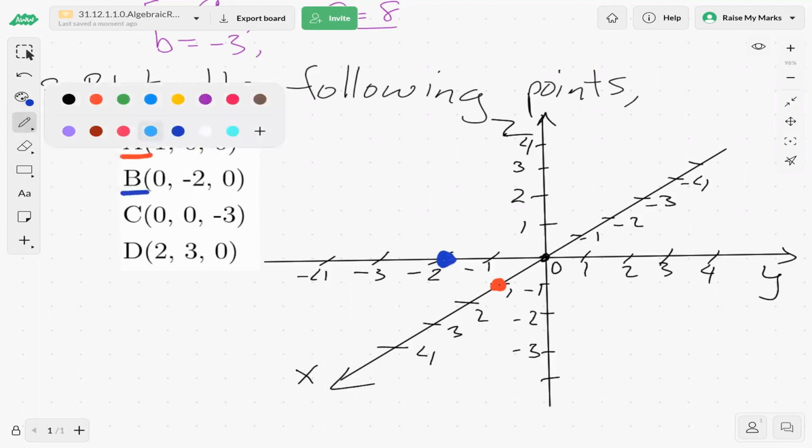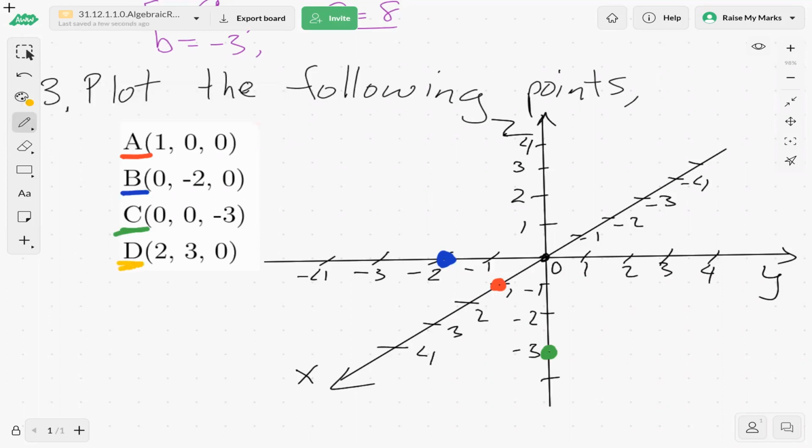Let's pick another color for C. So C is 0, 0, -3. So 0 along the x-axis, 0 along the y-axis, but -3 in the z direction. Okay, and last one, let's go with yellow. So D is yellow, 2, 3, 0. So 2 in the x direction, 3 in the y direction, and 0 in the z. So right there.